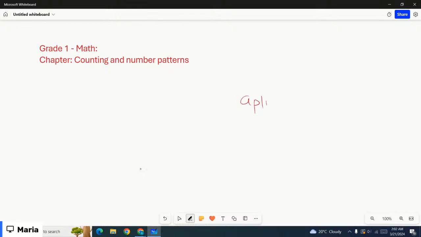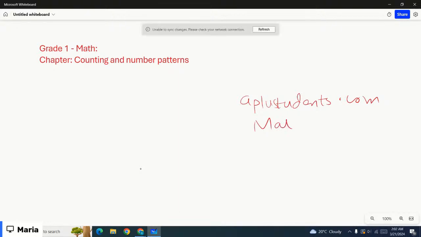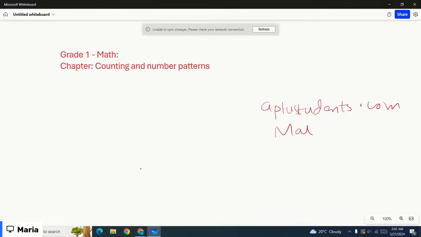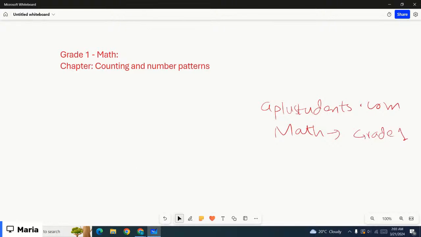You can find all the lessons on aplusstudents.com. You have to log in there using your email address and password as provided by the administrator. Then you have to select math from the subject tab. Scroll down to grade 1 and then click on view all lessons. There you can find a list of the chapters.